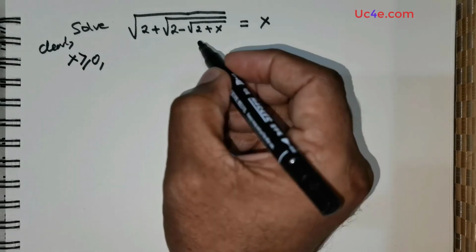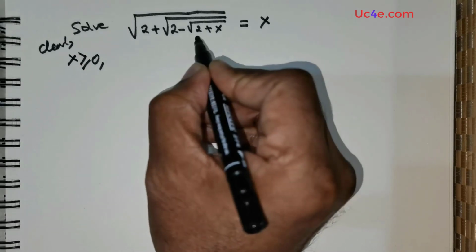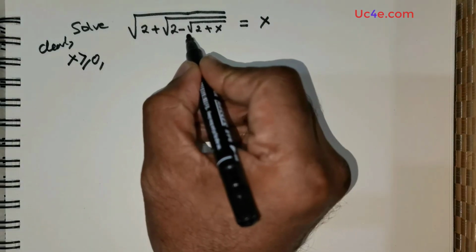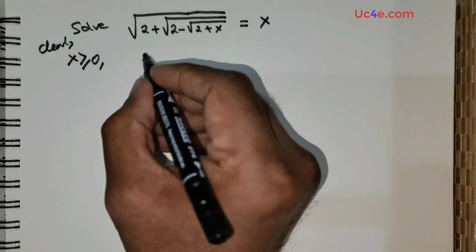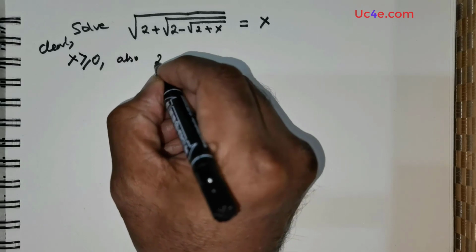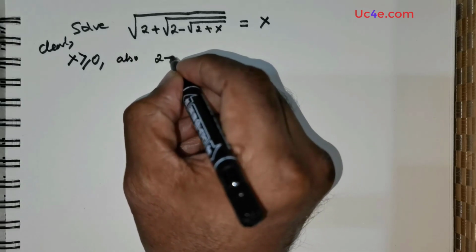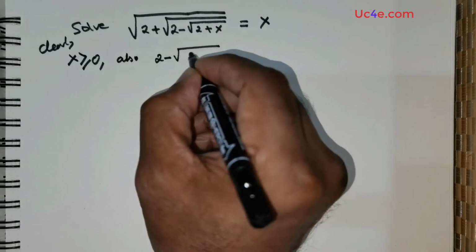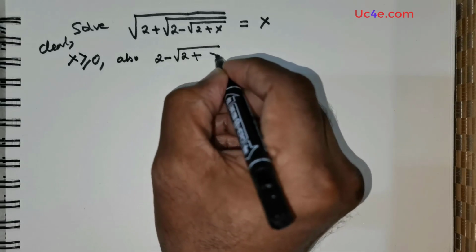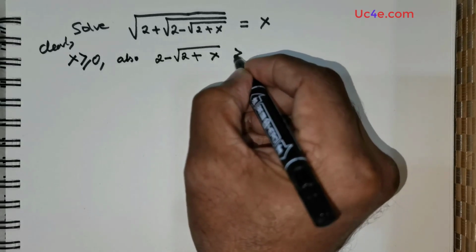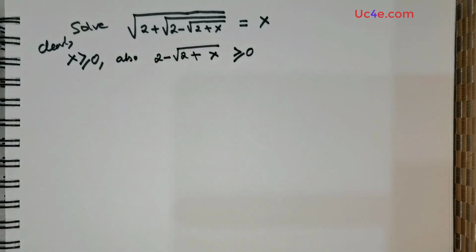Now from here, if you were to observe this left hand side, 2 negative root of 2 positive x should be greater than or equal to 0. Also, let me write that down. 2 negative square root of 2 positive x is greater than or equal to 0. Right, so this is an observed fact.